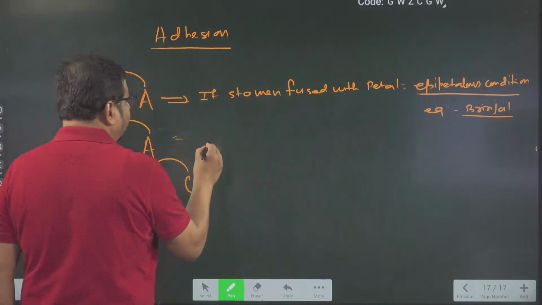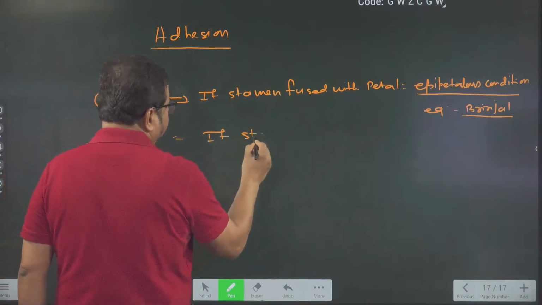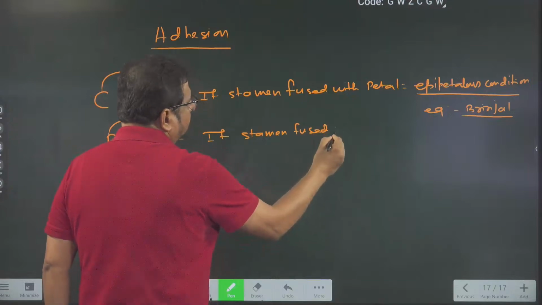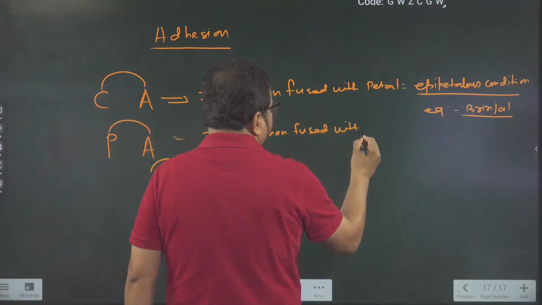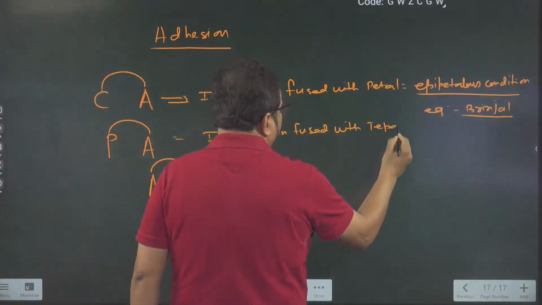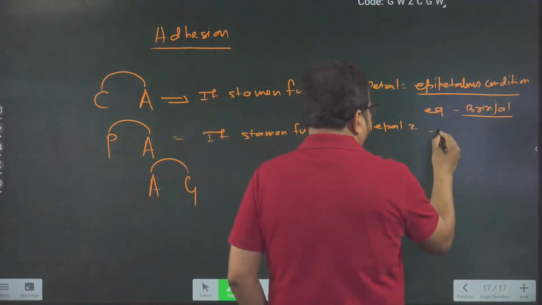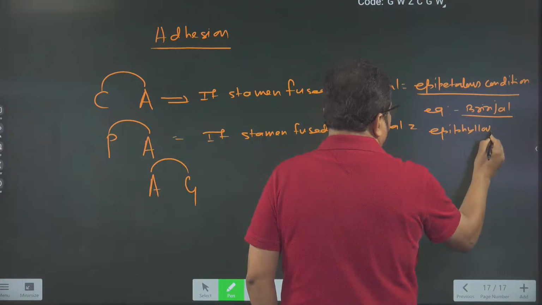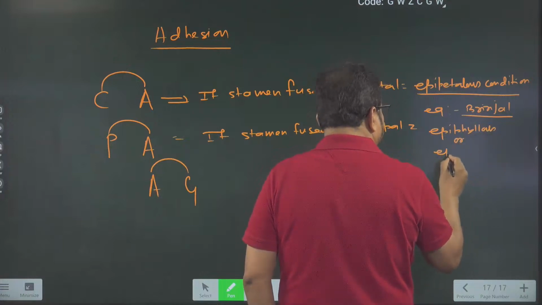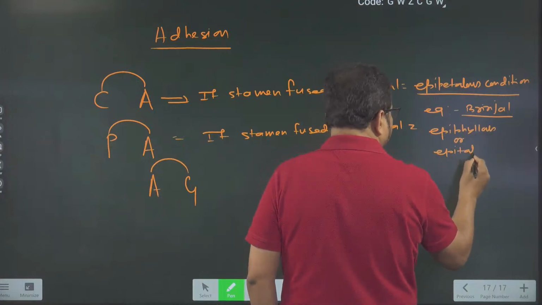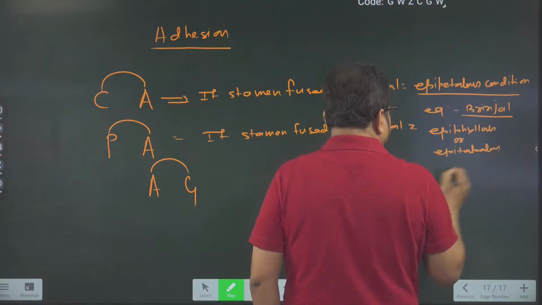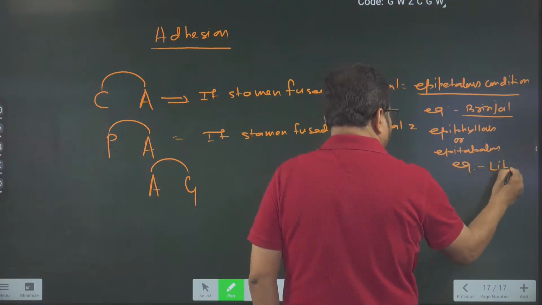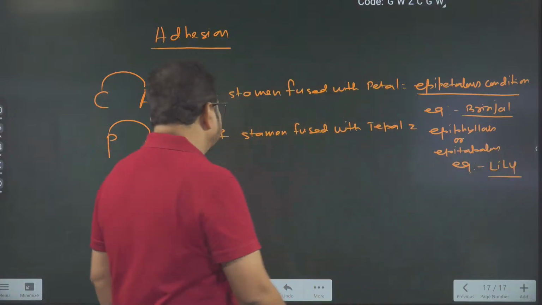Now, if a stamen fuses with tepal, it is called epiphyllous, or you can also say epitepalous. Both are the same thing. An example of this condition is lily, or family Liliaceae.